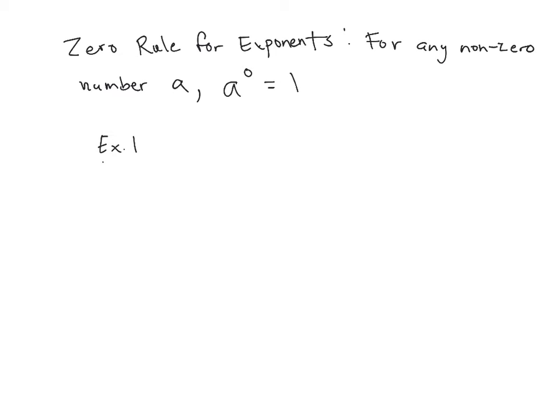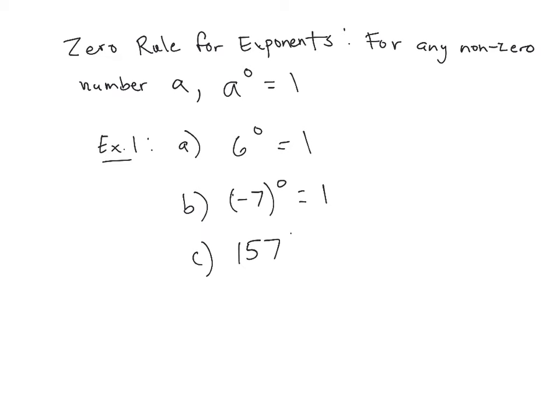So for example, I'm going to call it example 1a. If I have 6 to the power of 0, that's going to make 1. If I have negative 7 to the power of 0, that's going to make 1. If I have 157 to the power of 0, that's going to make 1. The only real case where it wouldn't make 1 is 0 to the power of 0. We can't think about that one.